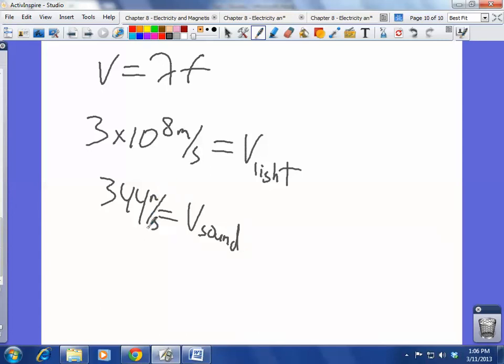But this means if I give you a question like this, you'll have to know if it's light or sound. If I'm talking about radio waves, are radio waves light waves or sound waves? Light. Remember, radio waves are light waves that carry sound information, but radio waves travel at this 3 times 10 to the 8th meters a second.